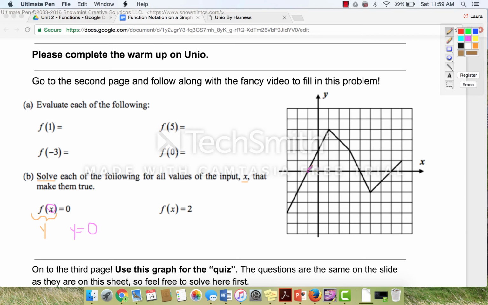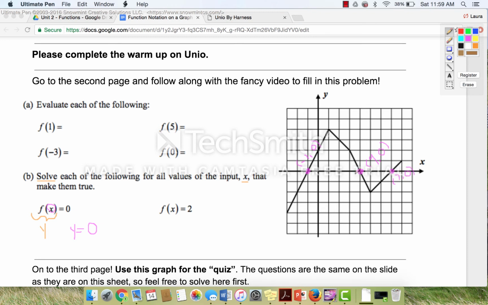So over here, my y value is 0. This is the point -1, 0. Over here, my y value is 0 at the point 4, 0. And over here, my y value is 0 at the point 7, 0. It's hard writing diagonally. All right, so -1, 0, 4, 0, and 7, 0.